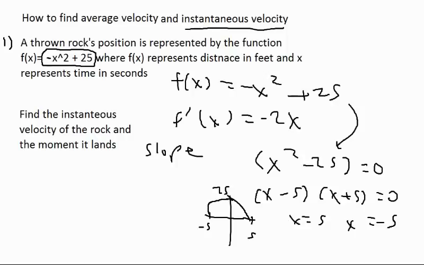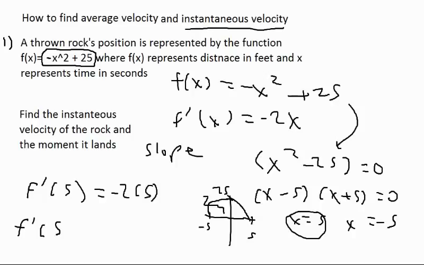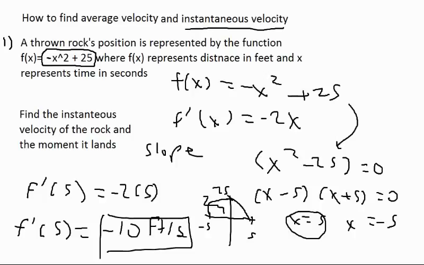And we know that time can't be negative, so we'll just be focusing on x equals 5, so we don't need to worry about the left side of the graph. So in order to solve for the instantaneous speed, we'll be needing to take the derivative and plug in the time. So f prime of 5 is equal to negative 2 times 5, and if you multiply it out, you'll just get negative 10, and you can't forget the units that are feet per second for our velocity, or instantaneous velocity, at time equals 5.